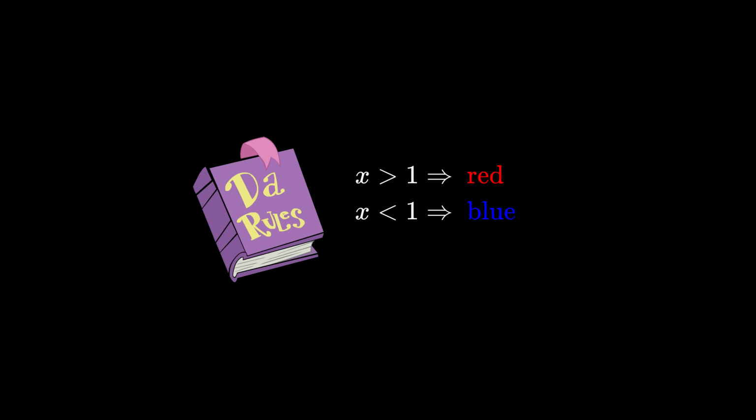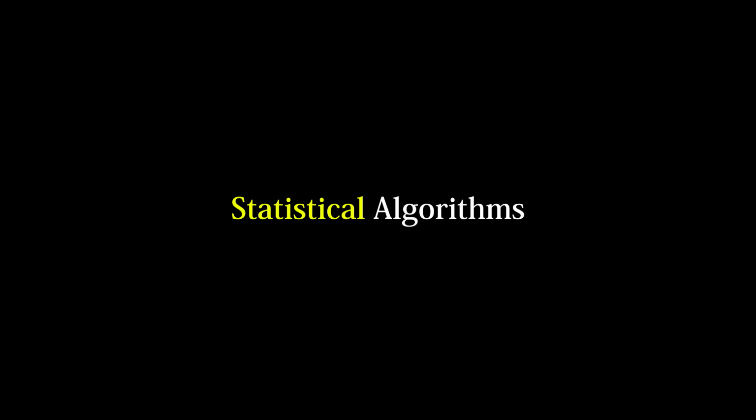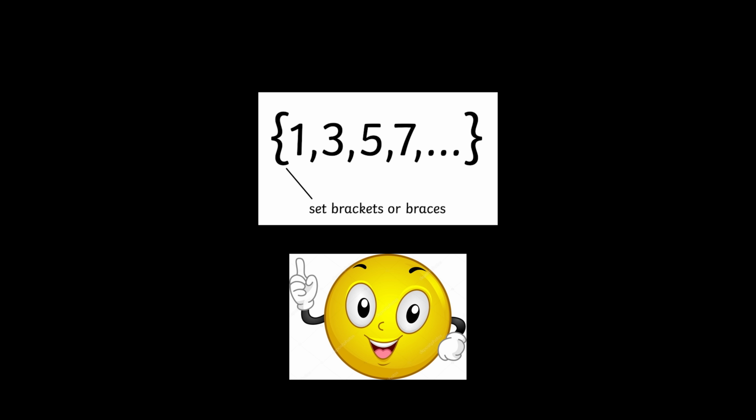Unlike our previous example of specific instructions to get our red or blue result, machine learning works by predicting the most likely output from the input, hence the statistical part of statistical algorithm. In order to create such a model that could predict if a number is red or blue, we would first need a set of numbers to train the model on.